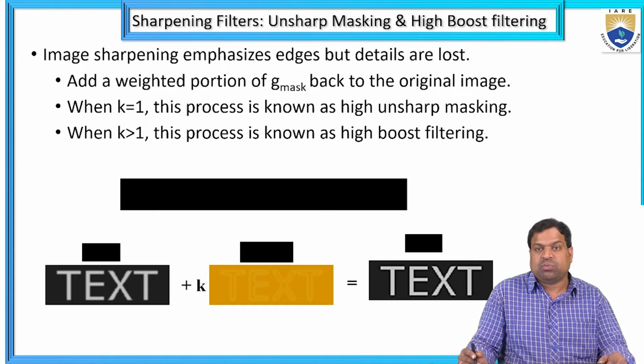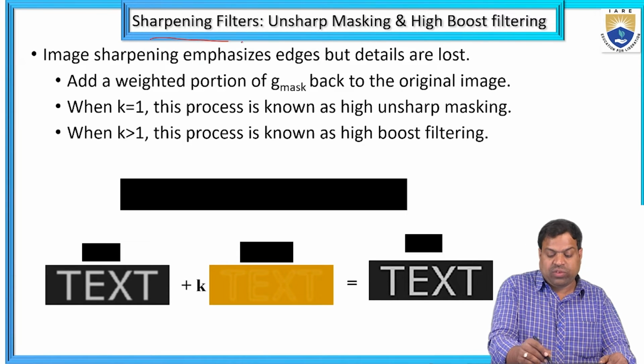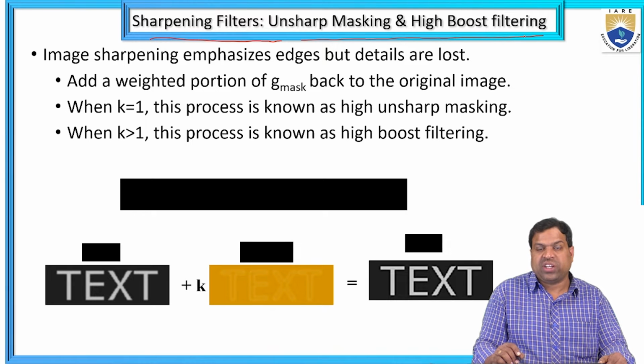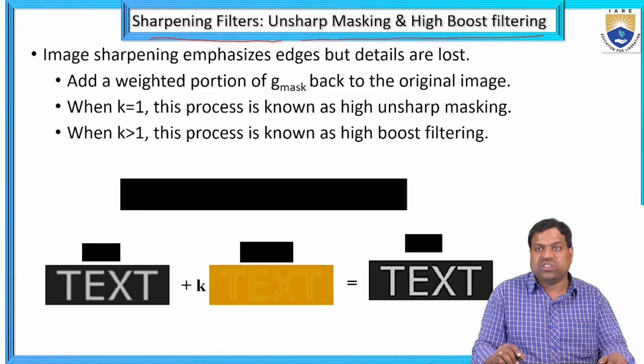So it is another example. Image sharpening emphasizes edges, but details are lost. Here is one example of sharpening filters with unsharp masking and high boost filtering. Add a weighted portion of the G mask back to the original image. When k equals 1, this process is known as unsharp masking. When k is greater than 1, this process is known as high boost filtering.